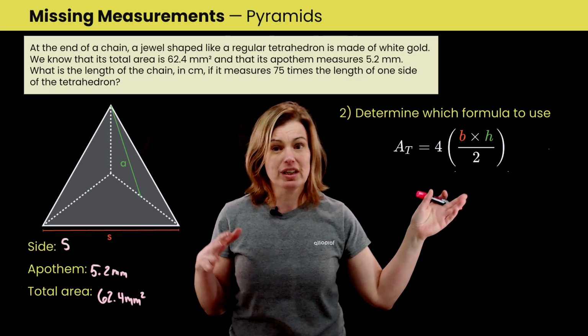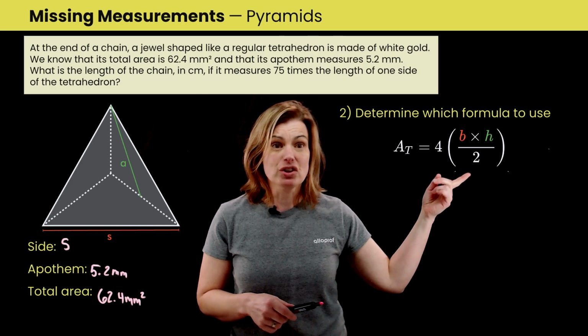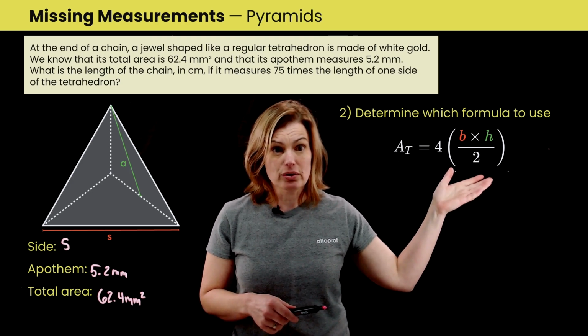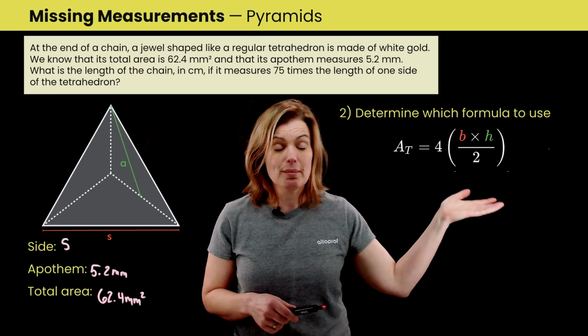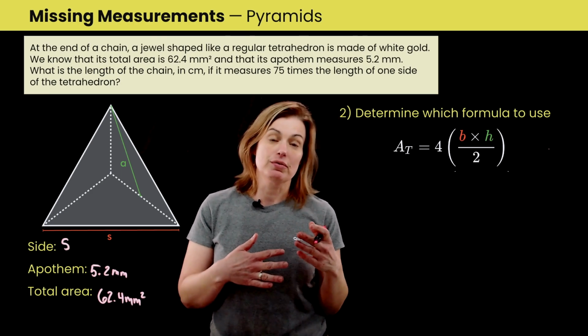In this case, it's 4 equilateral triangles. So I'm actually just going to use the triangle formula, so the area of a triangle, and multiply that by 4. It's a little more straightforward than going through the pyramid formula.